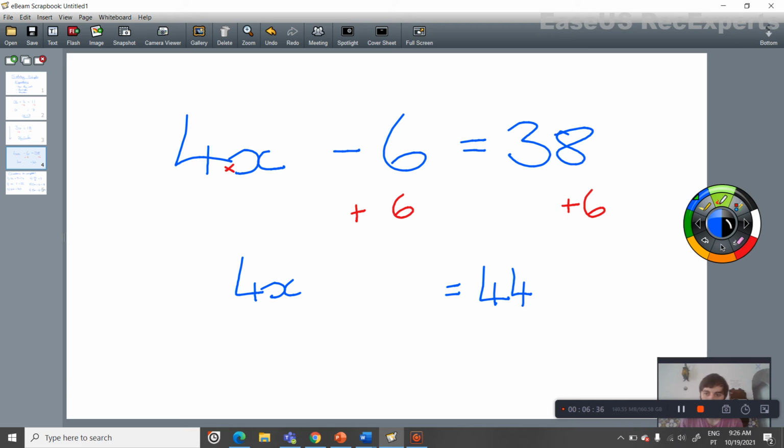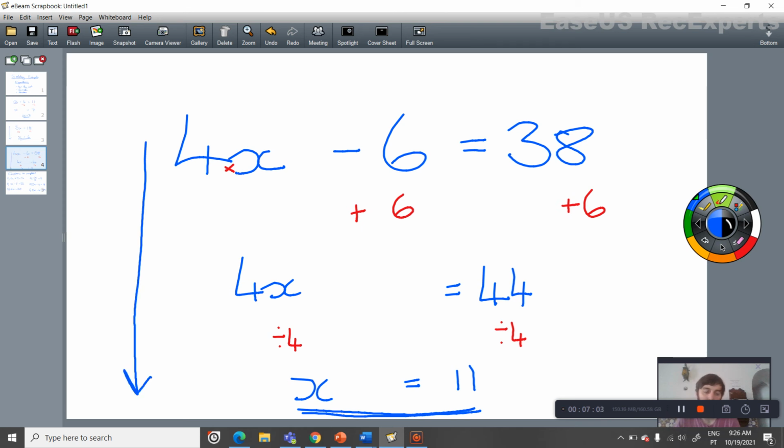Now, this is just like the one we just did, slightly different numbers. So we've got 4 times x. So to get rid of the times 4, we just divide by 4. And then we're just left with x equals 11. Now, hopefully that made sense. It was kind of combining the first 2. So if you need to go back and rewatch them, that's fine as well. And look, we're working nice and down the page. Nice.